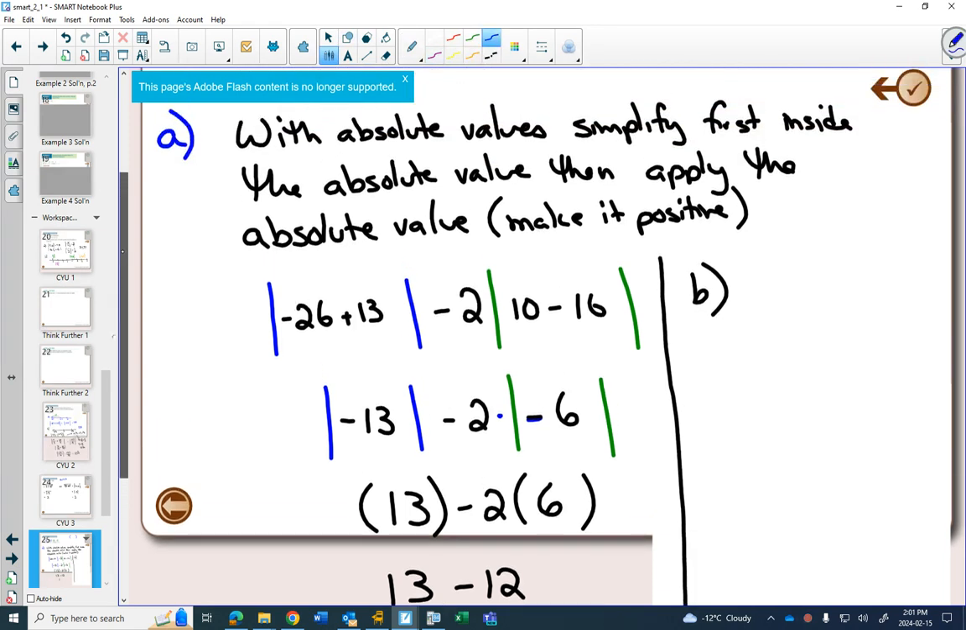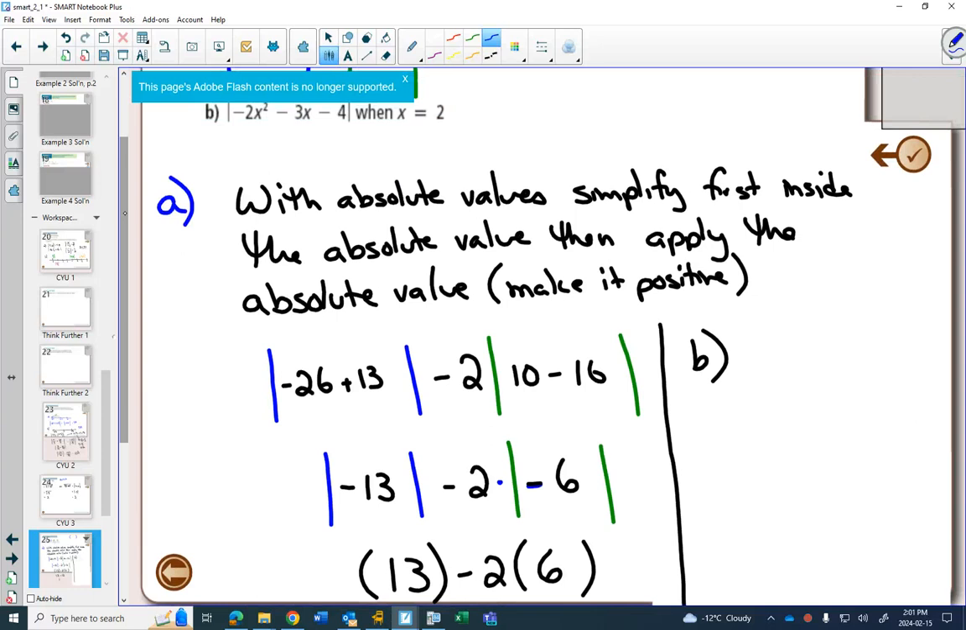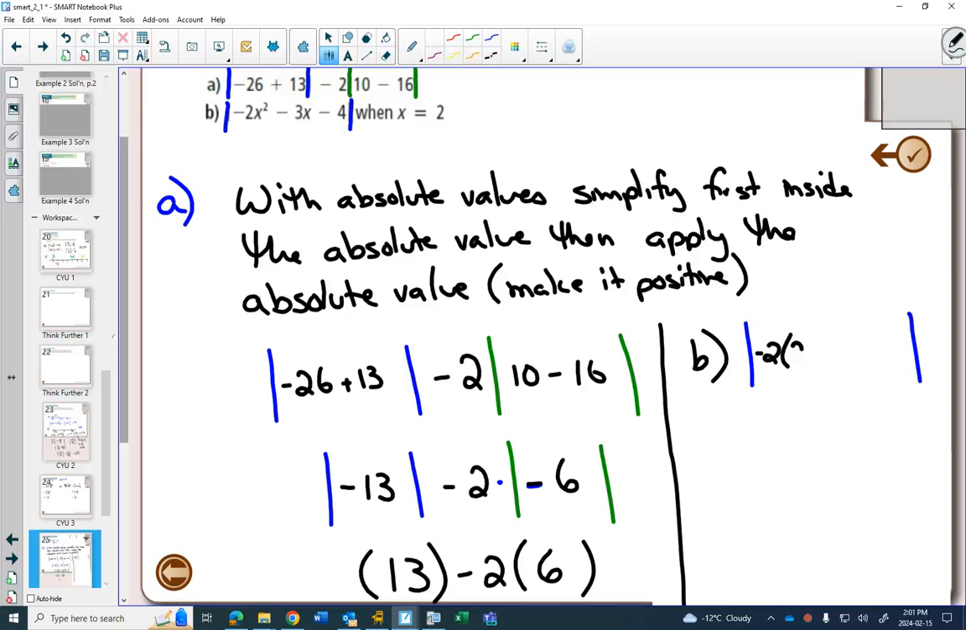I'm going to do B right there. Okay. Color coding, I only have one set of absolute values, so I really didn't need to color code, but it says evaluate that when x is 2. So I would plug in wherever the x is, substitute in the number 2.